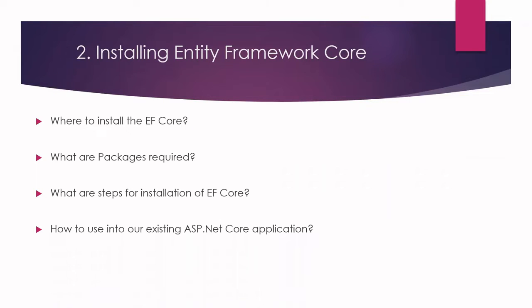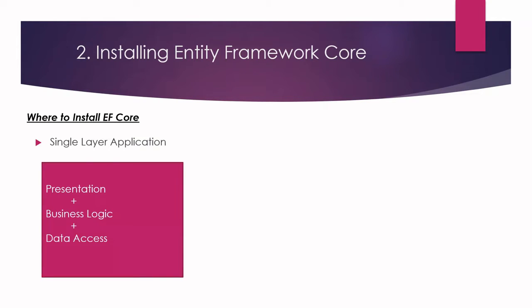So let's start, and first we see how to decide where to install Entity Framework Core. Depending on our requirement, we set up the project and install Entity Framework Core into our application. For example, if your application is a small project, you may have the presentation layer, business logic layer, and data access layer in one project. That means we can install Entity Framework Core into our web application, the single project. So we can say it is a single layer application, and we can install Entity Framework Core into the same project.